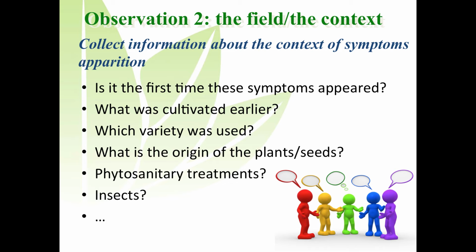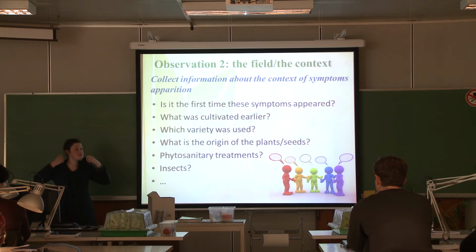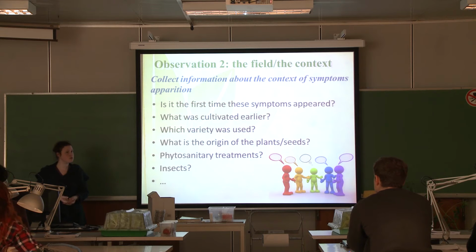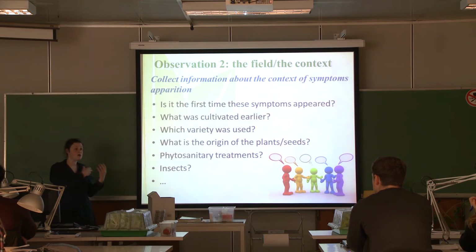For example, is it the first time that symptoms like that appeared in your culture? And if not, what was the disease that caused the symptoms that you observed earlier? Or what was cultivated earlier in that specific system? Because some parts of fungi can stay a really long time in dormancy in systems and can reattack new plants that you have planted if they are sensitive to the pathogen. So it's really important to know which plant was cultivated earlier in the system.